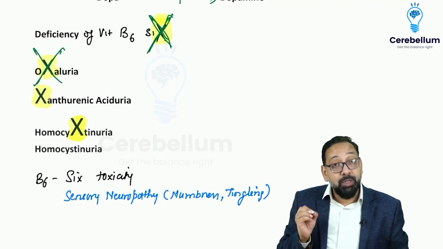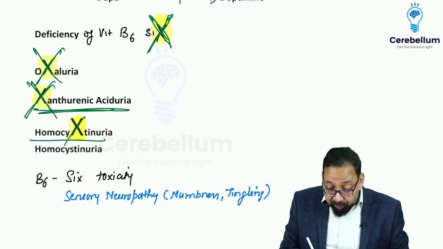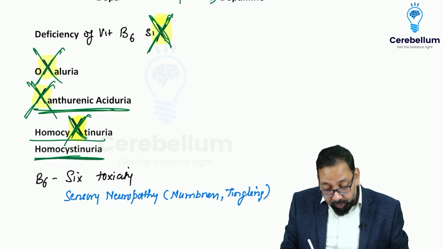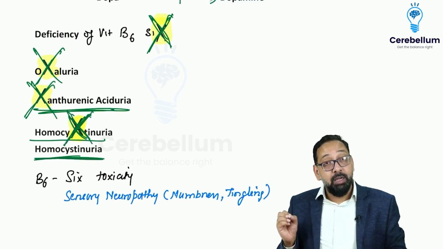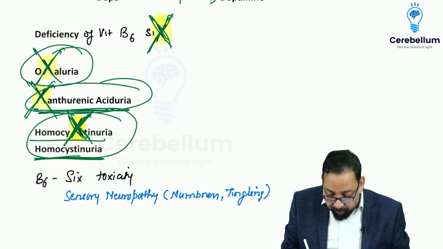Oxaluria, xanthurenic acid urea, homocystinuria, cystinuria. So B6 deficiency causes oxaluria, xanthurenic acid urea, and homocystinuria.